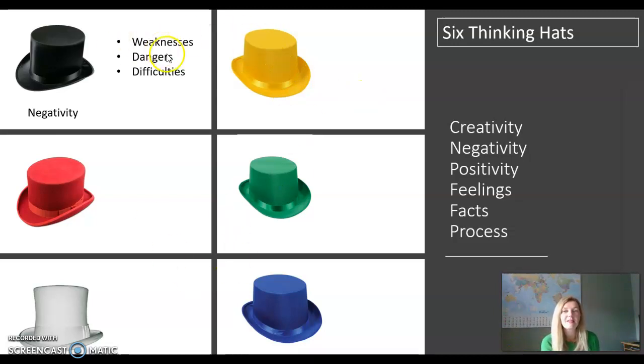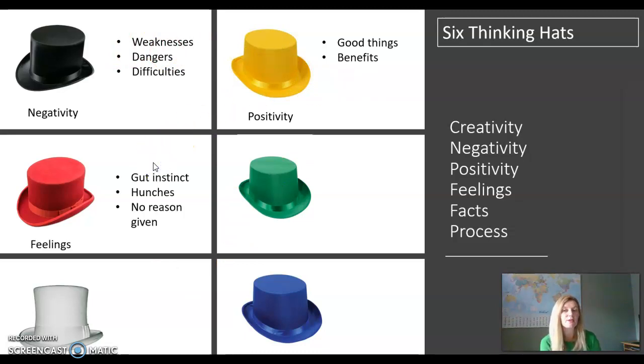The yellow hat is the opposite. It's the positive. You're looking at the good things. You're looking at the benefits. The red hat then is about your feelings, your gut instinct, or you have a feeling that this is going to happen. You have a feeling that it's all going to be okay. So there's nothing to back it up. It's just your own gut instinct.